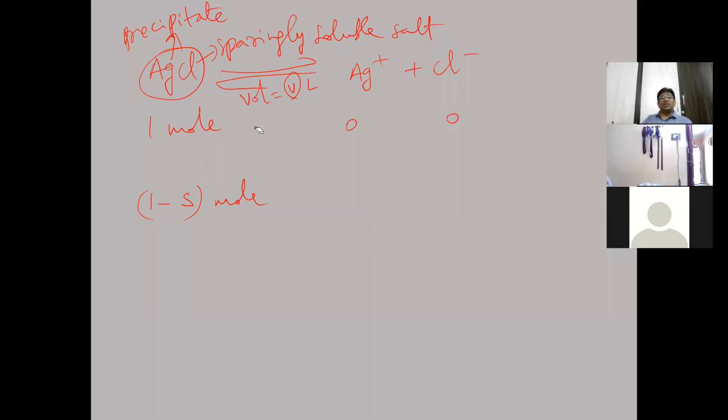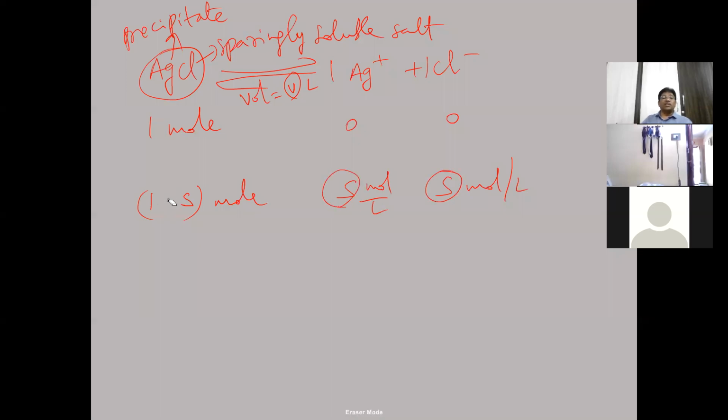So initially 1 mole is dissolved, with 0 Ag plus and 0 Cl minus. But at equilibrium 1 minus S moles are left over. That means S is the quantity dissolved. From 1 mole, only S moles dissolved, a very small quantity. When S is dissolved, how much Ag plus will form? From the balanced equation, 1 Ag plus and 1 Cl minus, so 1 into S, S, and here also S. So we get S moles per liter of each.